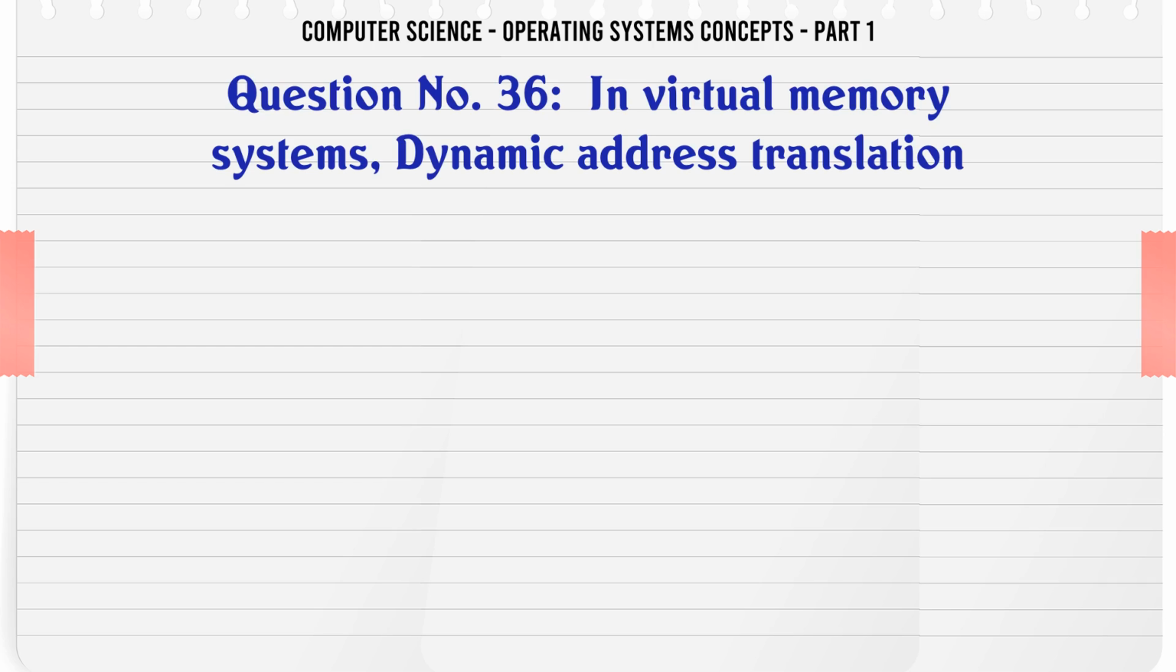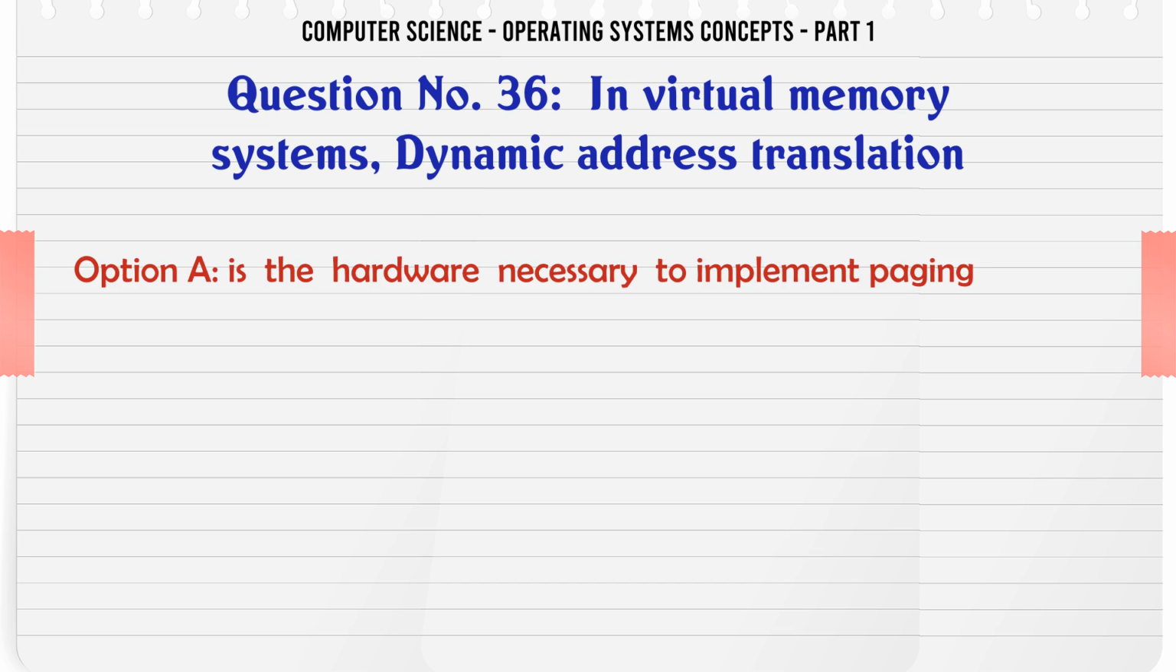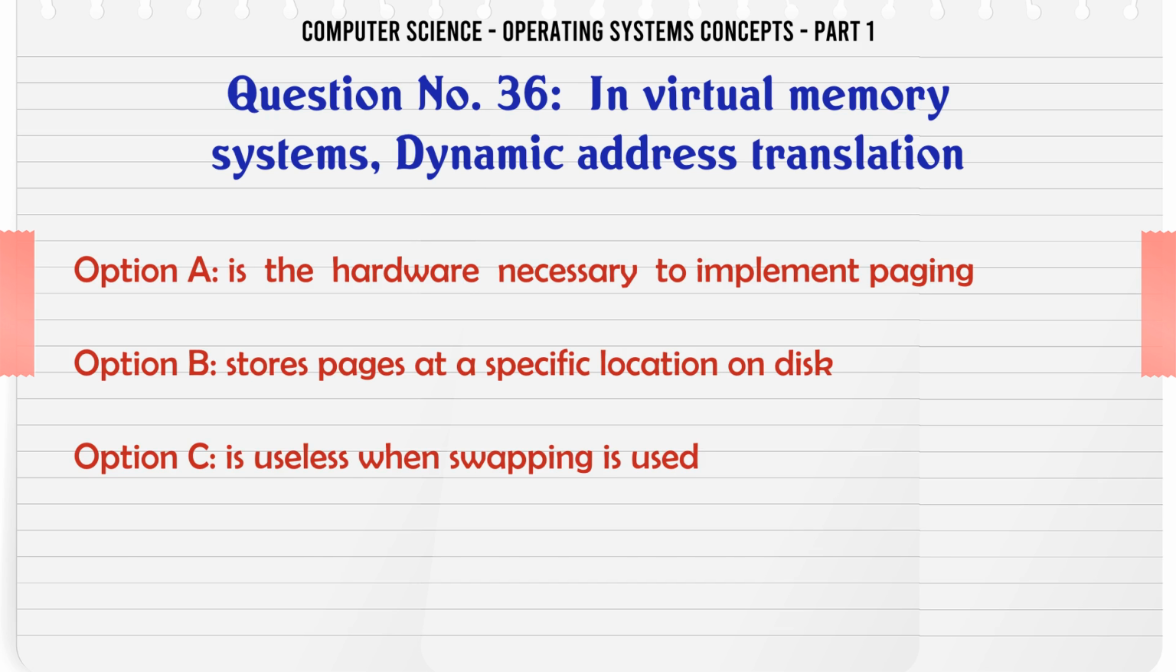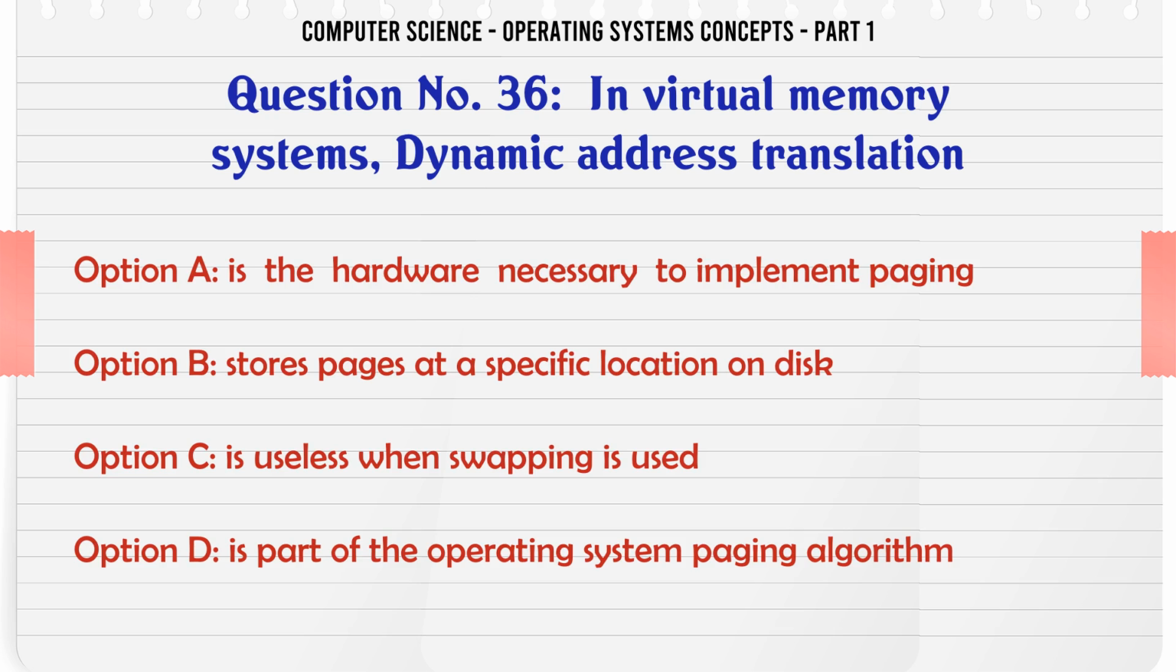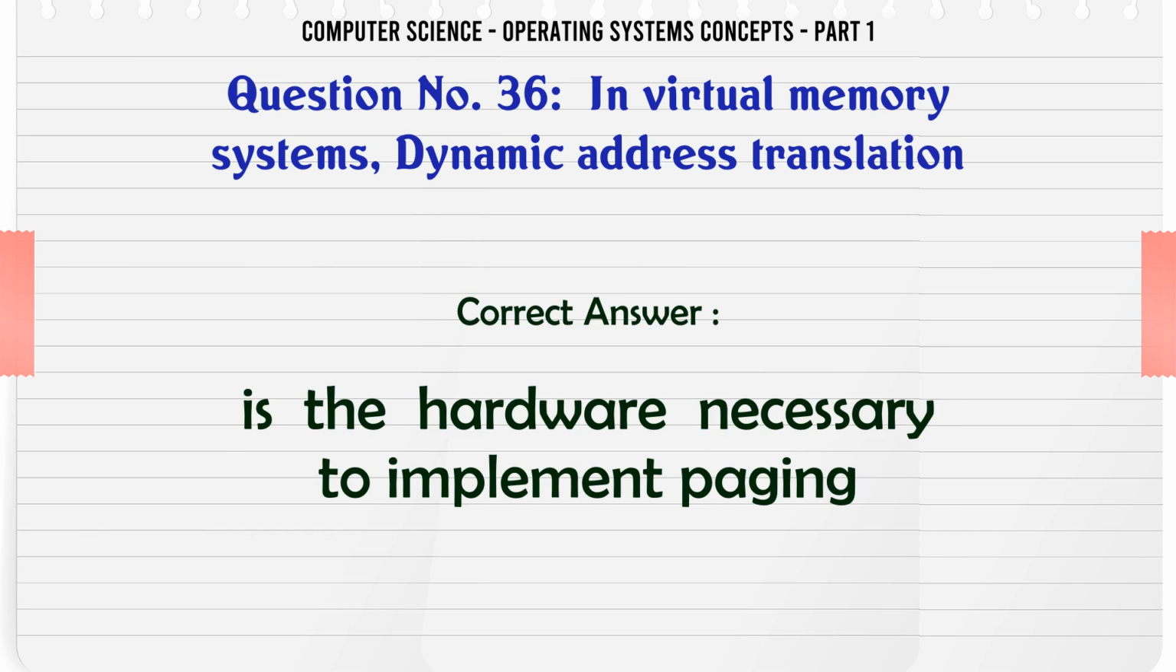In virtual memory systems, dynamic address translation. A is the hardware necessary to implement paging. B stores pages at a specific location on disk. C is useless when swapping is used. D is part of the operating system paging algorithm. The correct answer is the hardware necessary to implement paging.